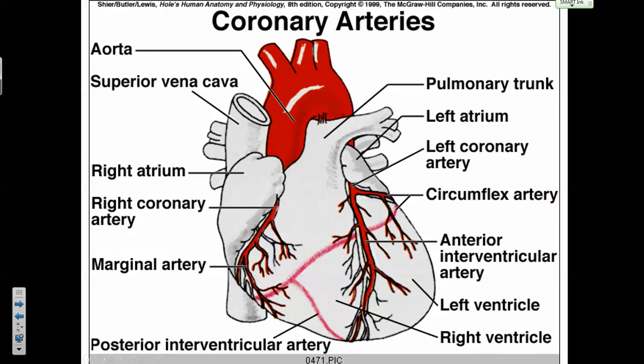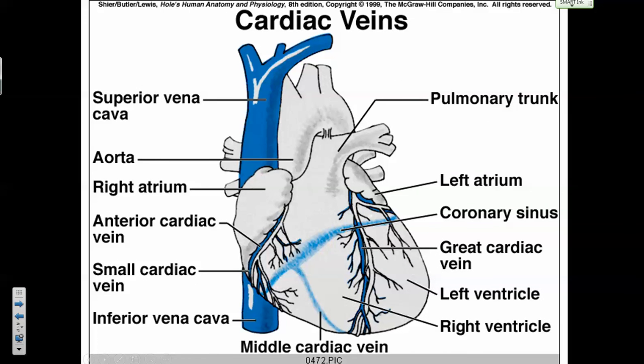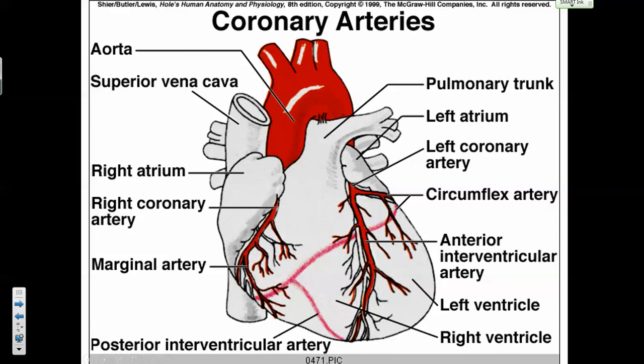This picture and this next one are not in your book. They're from several editions ago with this textbook, but I still like them. They simplify it. Where you see the little fuzzy pinkish red lines, that's meaning it's on the back side of the heart. So you're seeing through the heart to see some of that, which is helpful.